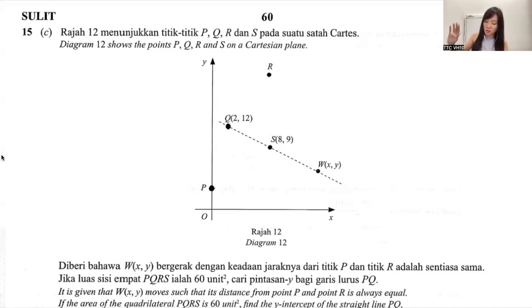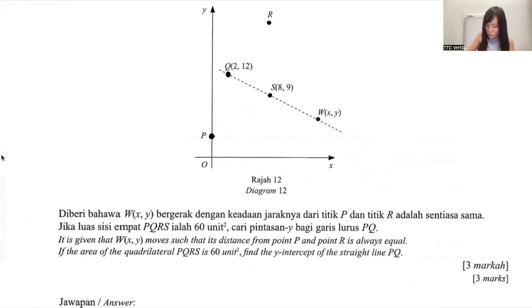The W is something I think not important though. Given that W moves such that its distance from P and R is always equal. Listen, guys. They say the W moves. So where does it move? Can you guys see they already put a dotted line? So the dotted line is where the W moves. Can you see the W is not moving in a circle? It's moving back and forth, back and forth, back and forth. Okay. And the W moves such that its distance from P and R are always equal.